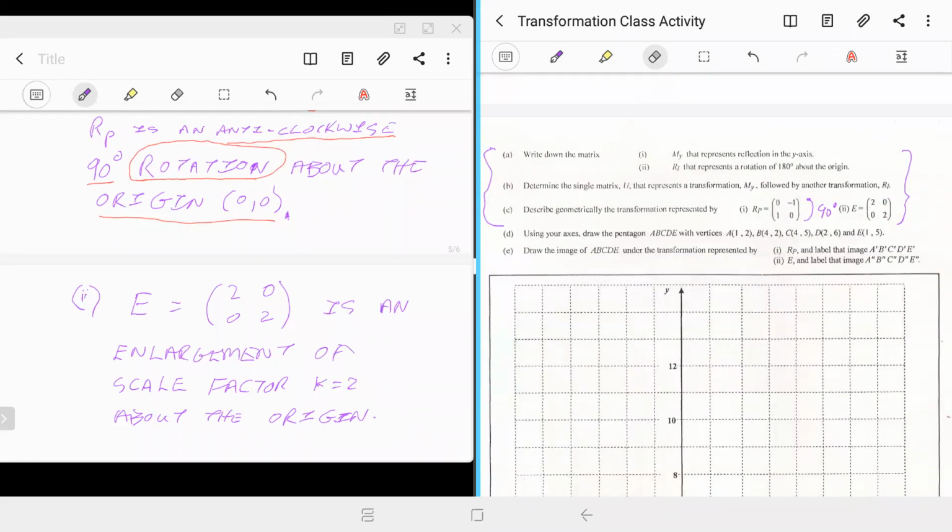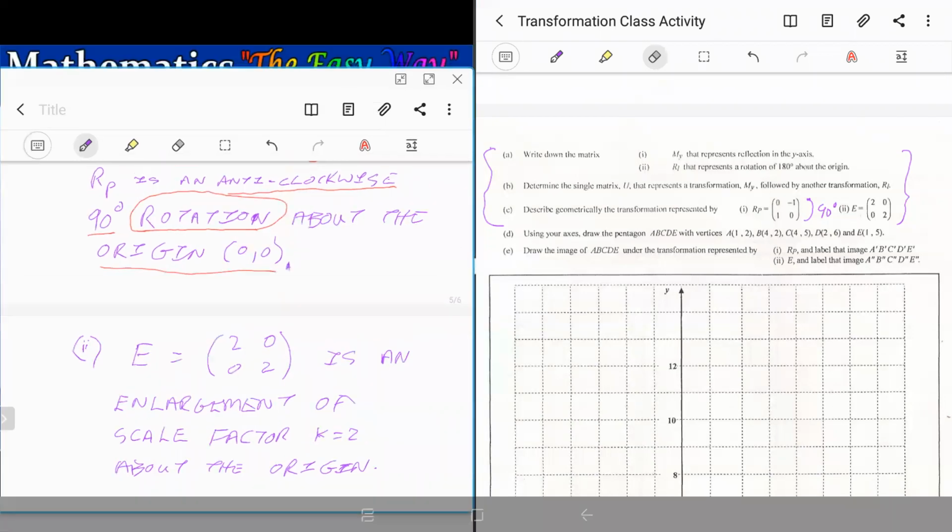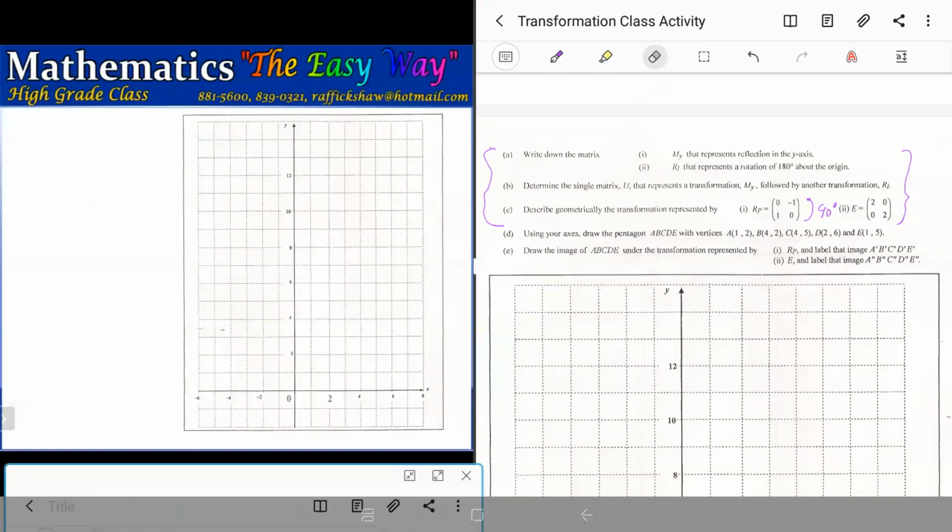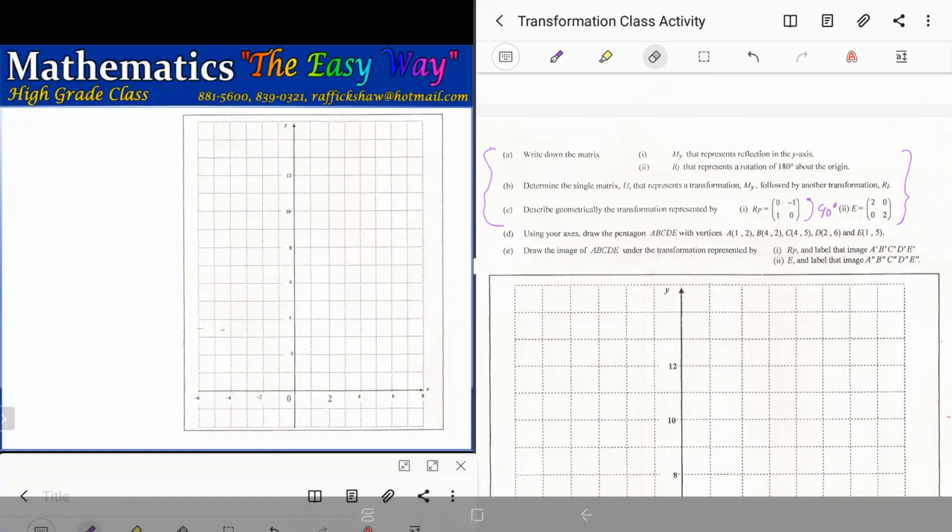Now part D we have to do on the graph. So pay attention now. This is an enlargement question now. Part D says, using the axis, that's this axis that I have over here now, we must draw the pentagon ABCDE with vertices.